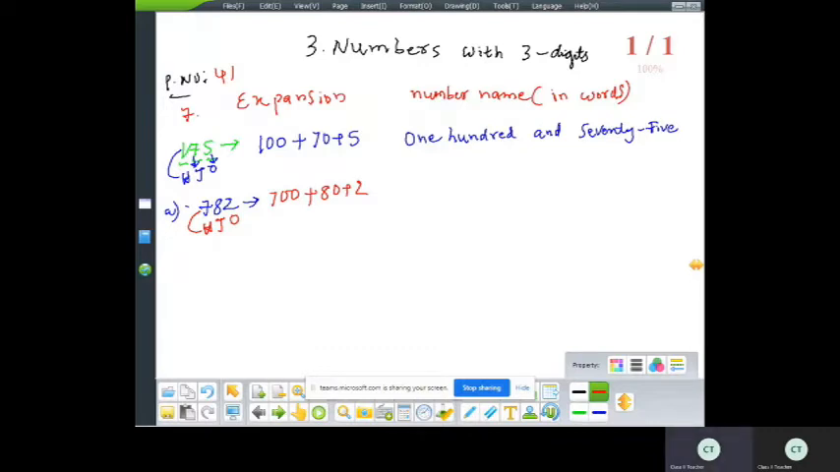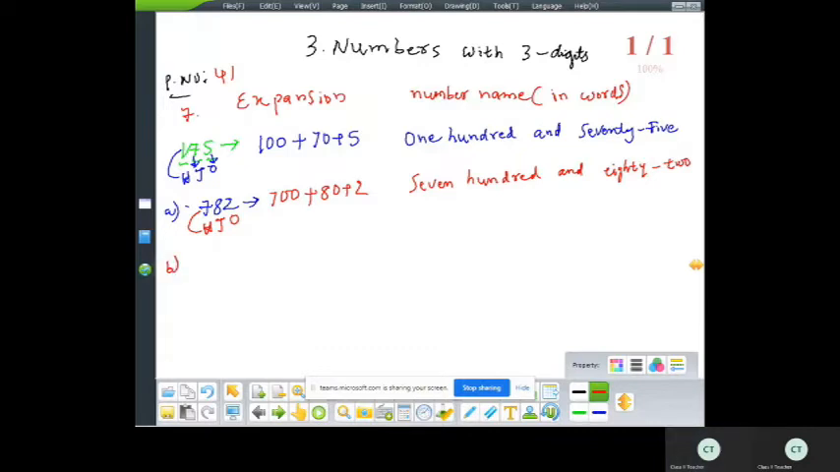782: 700 and 82. These are in words or number name.